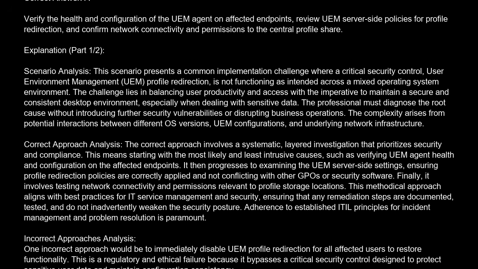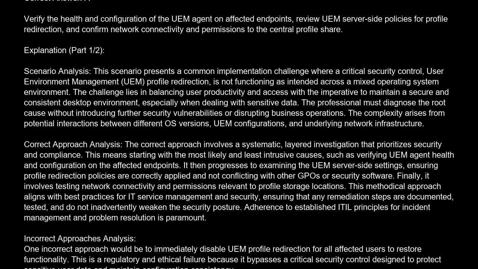Correct answer is A. Verify the health and configuration of the UEM agent on affected endpoints, review UEM server-side policies for profile redirection, and confirm network connectivity and permissions to the central profile share. Explanation. Scenario analysis. This scenario presents a common implementation challenge where a critical security control, user environment management profile redirection, is not functioning as intended across a mixed operating system environment.